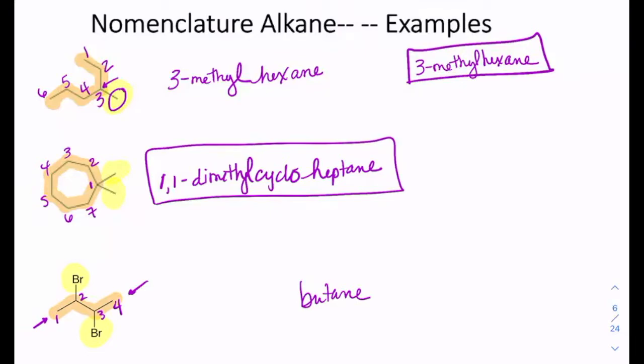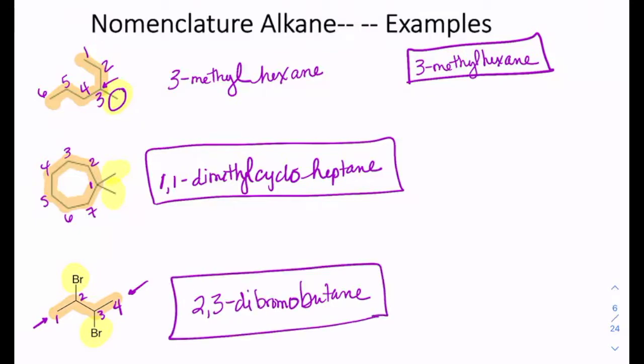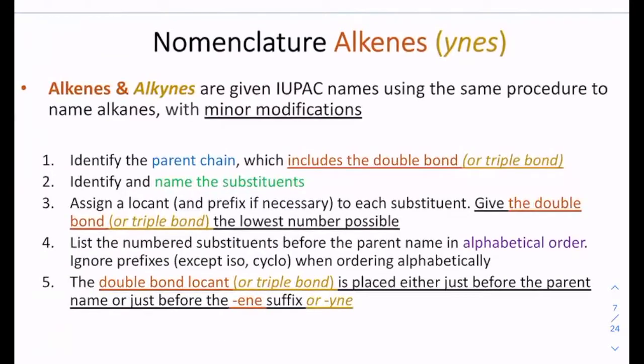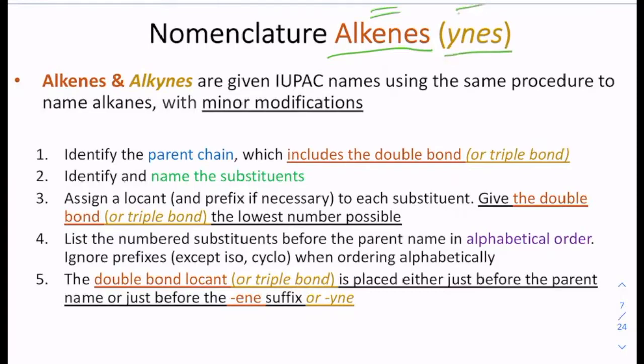Because bromine is the same, we're going to use dibromo, but in this case, it is on carbon 2 and 3. And so we'll do 2,3-dibromobutane. If we move on to alkenes, remember alkenes are carbon-carbon double bonds, and alkynes, remember those are triple bonds.